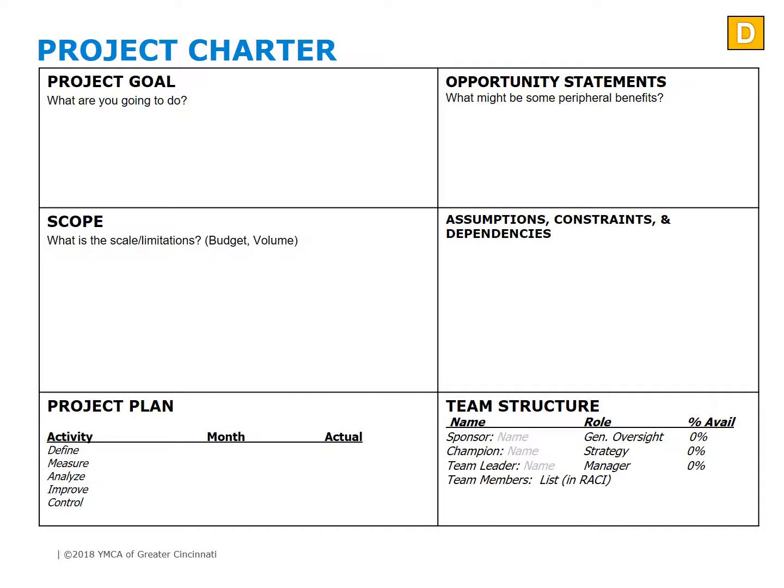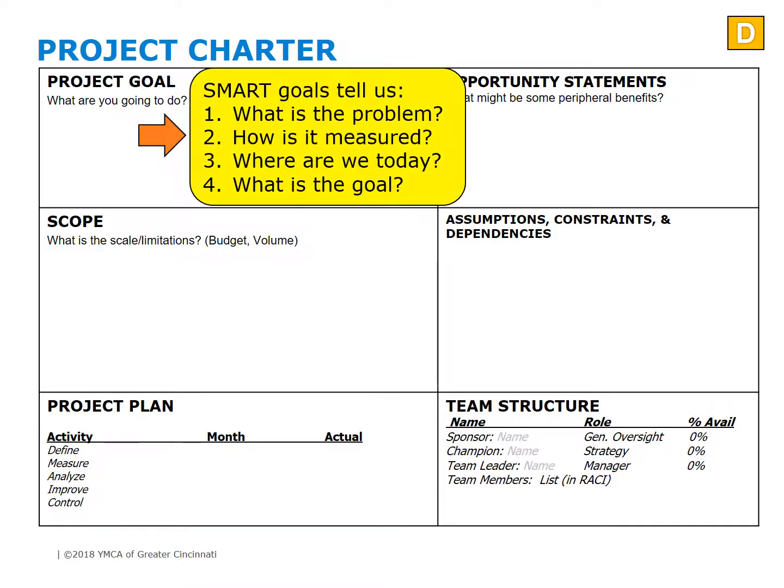A SMART project goal leads right into the project charter. We should be able to answer 4 primary questions with a solid SMART goal. What is the problem? How is it measured? Where are we today? And what is the goal? The rest of the charter should reflect what you know about a project at a given time. Therefore, at the beginning of a project, there might not be a lot of information, and that's okay. You can fill the charter with more details as the project progresses.